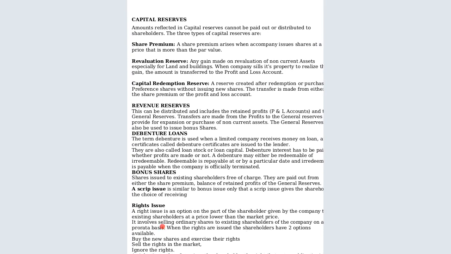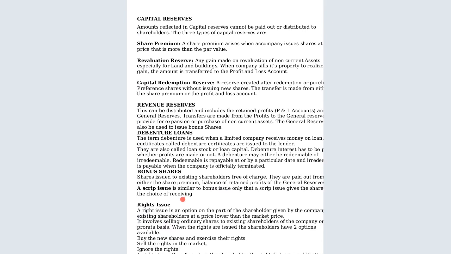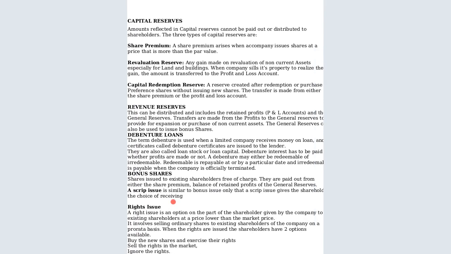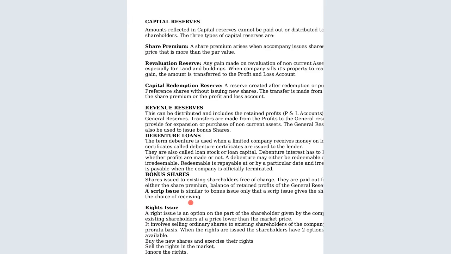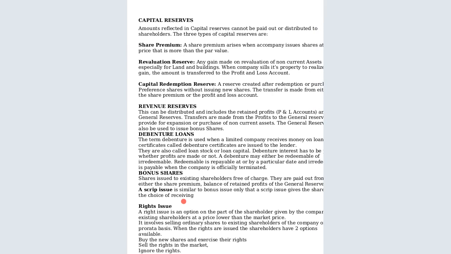General reserve, again, it is something that can be distributed to shareholders. And we are told transfers are made from the profits to the general reserves to provide for expansion or purchase of non-current assets. That is what I was saying about general reserve. It is money kept aside for future investments, especially buying more assets. So that is general reserve. So the two types of revenue reserves, retained profit and the general reserves. And for the revenue reserves, they can be distributed to shareholders.